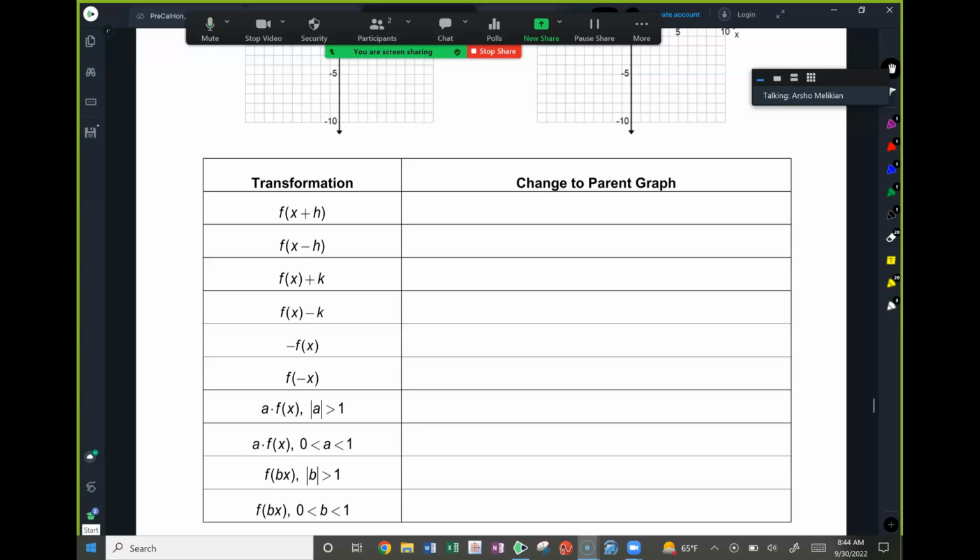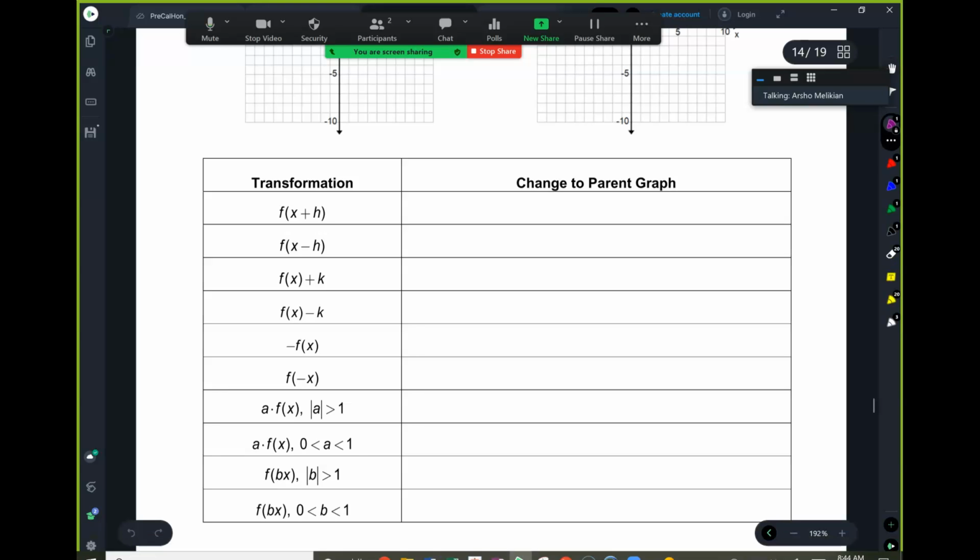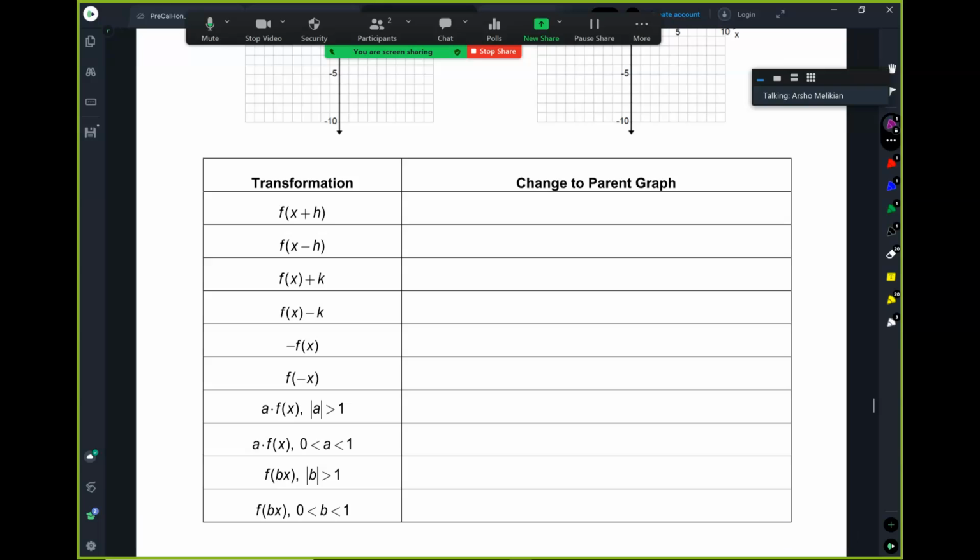What each of the transformations do, okay? First of all, when you have f of x plus h, the plus h is inside with the x. What does this do? Moves left h units. So the other one will move right h units.